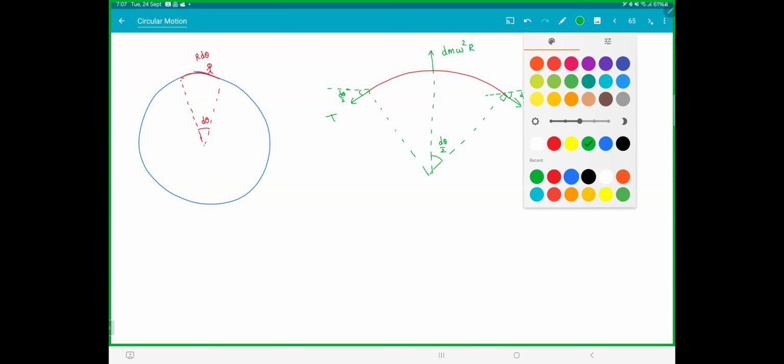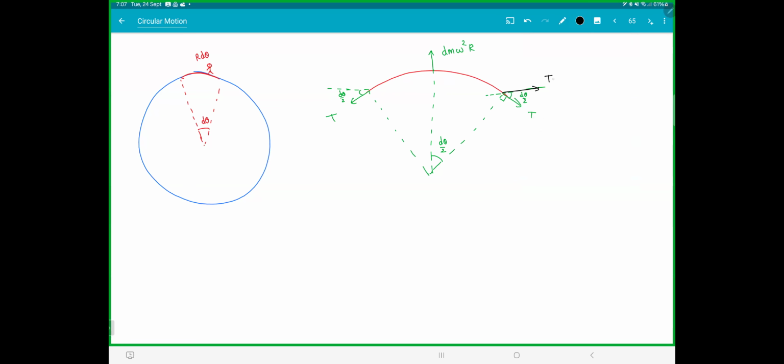So if you resolve these forces into components, we will get T cos d theta by 2. This will be T sine d theta by 2. Now remember, even if you have a massless string, still you'll get tension. This is T cos d theta by 2, and this will be T sine d theta by 2.